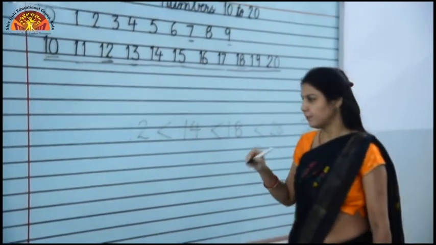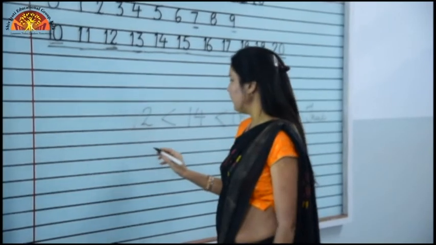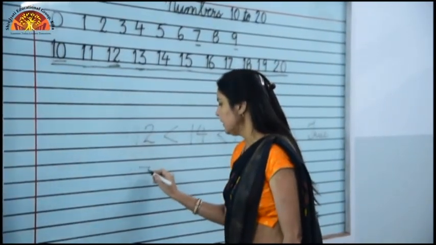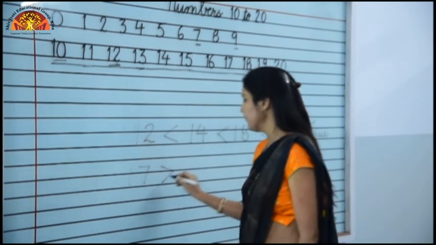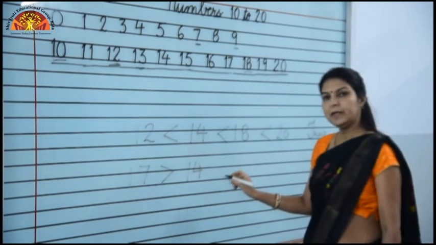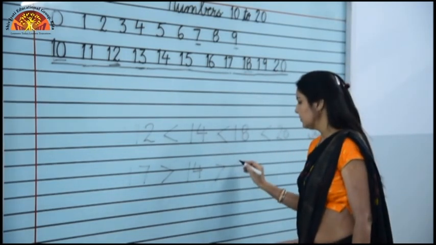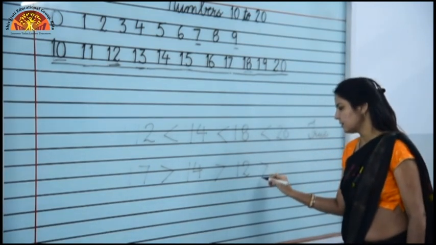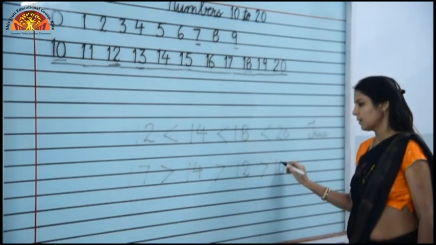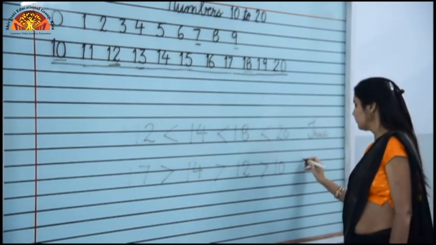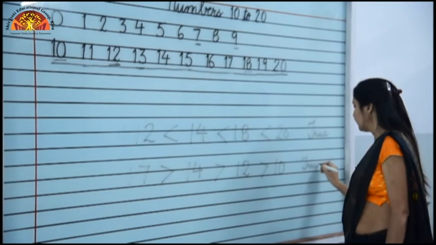Now we can see one more example. Now we will see the example of greater than. 17 is greater than 14. Now 14 is greater than 12 and 12 is greater than 10. So this is also correct. We will write true in front of it.